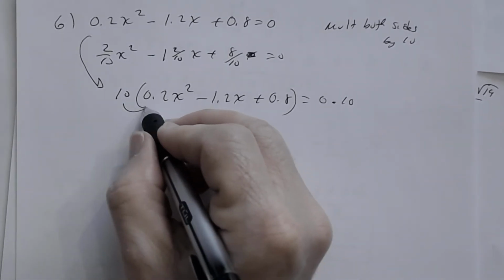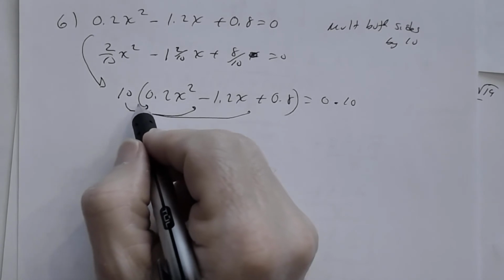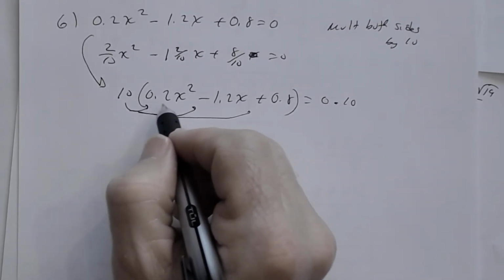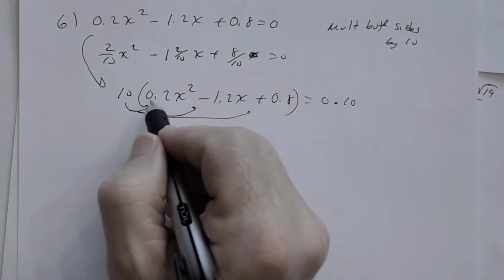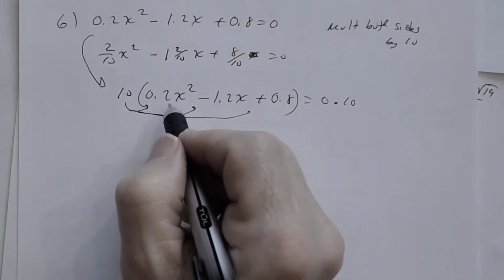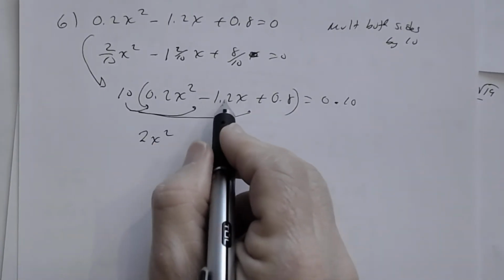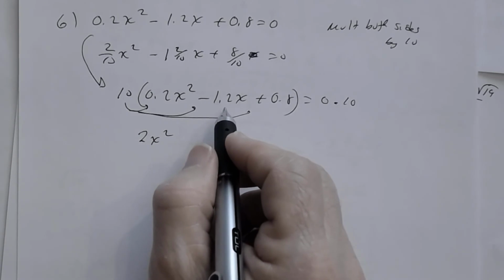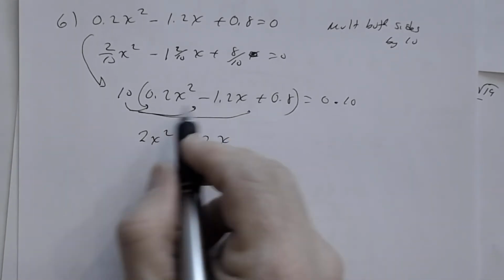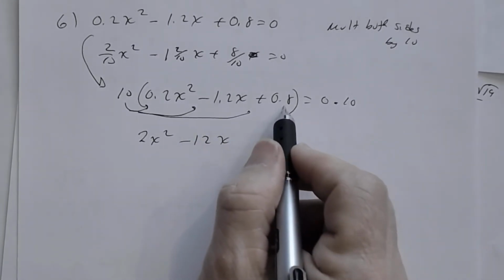Now when I distribute, use your calculator with that part. Well, actually, y'all remember that when you multiply by 10, the decimal point moves one place to the right. So what's 10 times 2 tenths? Well, 10 times 2 tenths is 2. So that's 2x squared. What's 10 times 1 and 2 tenths? Well, that's 12. So it becomes minus 12x. And then 10 times 0.8, or 10 times 8 tenths, is 8.